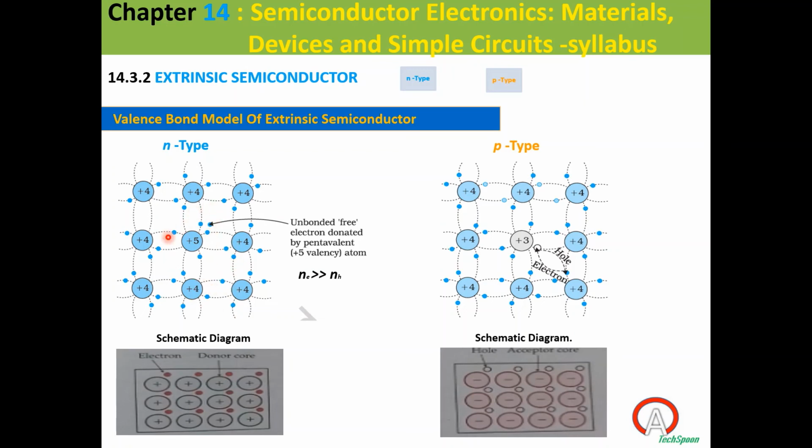But when temperature increases, what will happen? Any of these bonds will break and the electron will move out. So there will be two electrons and one hole, right? So always the number of electrons will be greater than the number of holes in the case of N-type semiconductor. Why? Why is the number of electrons always greater than the number of holes in the case of N-type semiconductor?